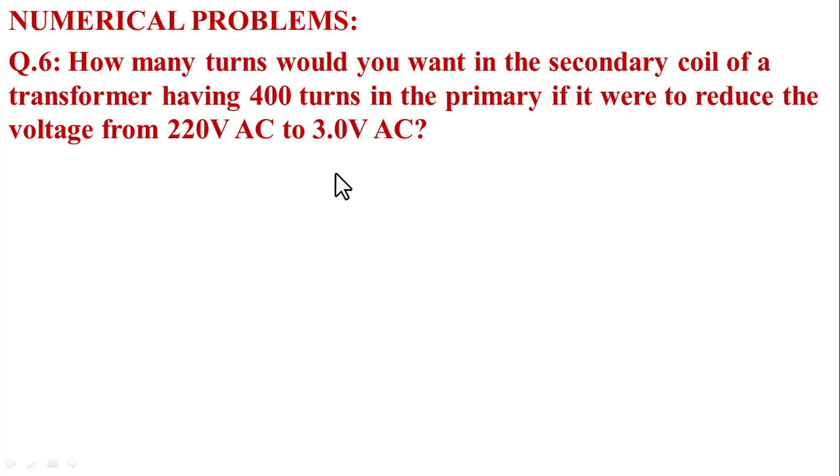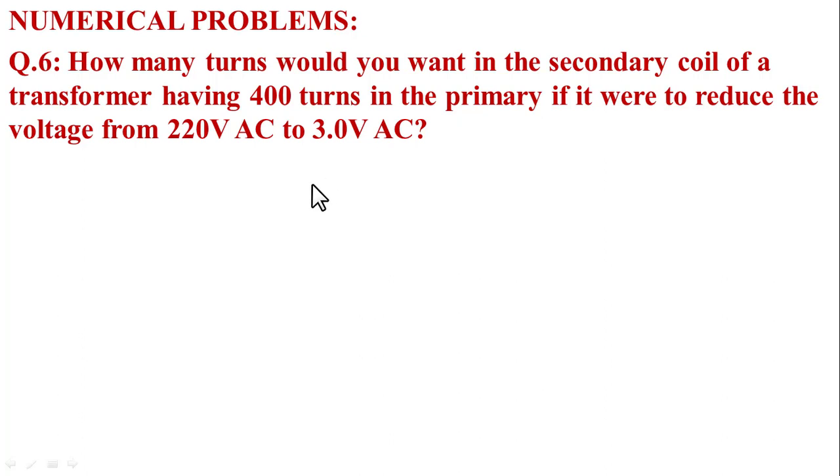So in our next numerical problem, question number 6: how many turns would the secondary coil of the transformer have, having 400 turns in the primary? The number of primary turns is given. We can also calculate the secondary number of turns, if the voltage is reduced here from 220 volt to 3 volt of AC.